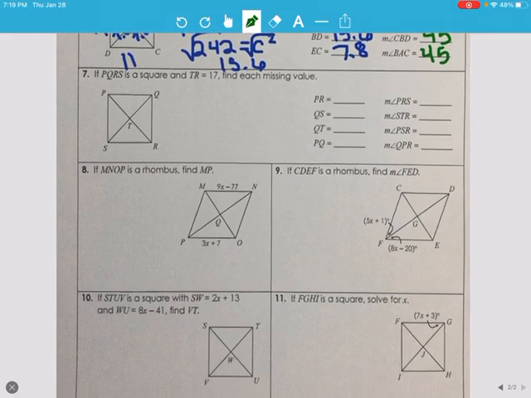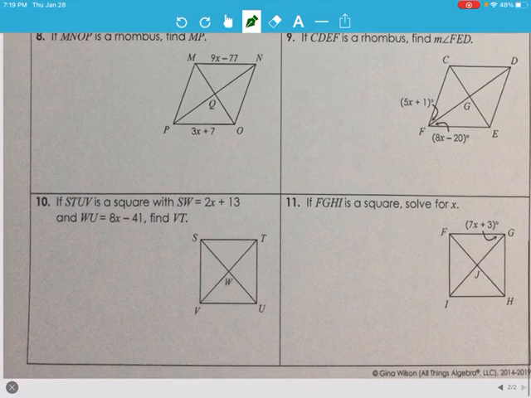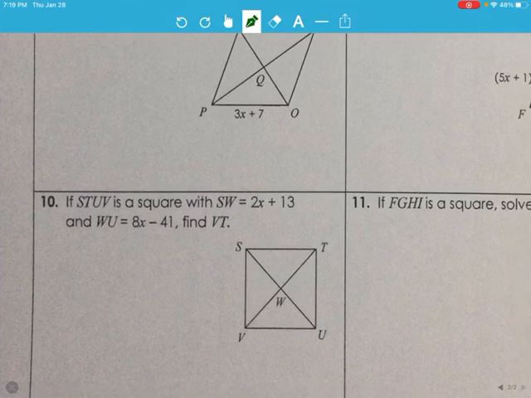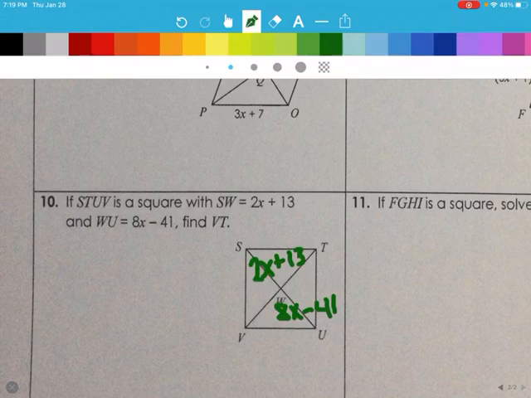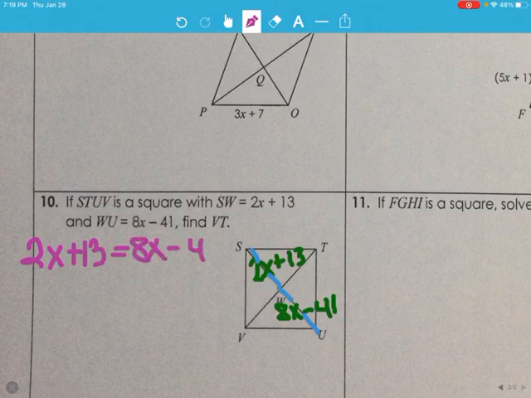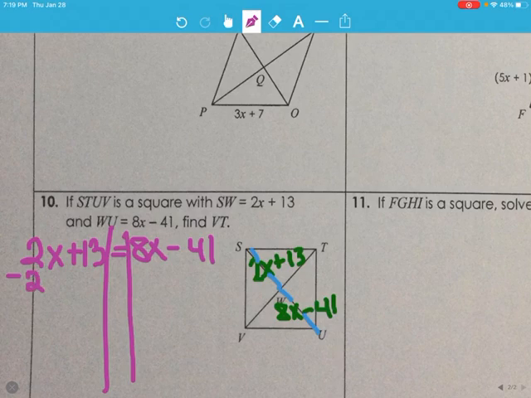Let's do an algebra one. Ooh, I like algebra. Okay, let's look at number 10. SW is 2x plus 13. WU is 8x minus 41. And just so we know which ones we're talking about, it's this line and that line there, okay? So we know with squares, everything's equal to each other. I love it. 2x plus 13 equals 8x minus 41. Move our 2x over.